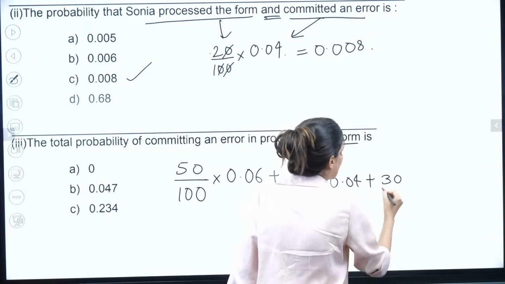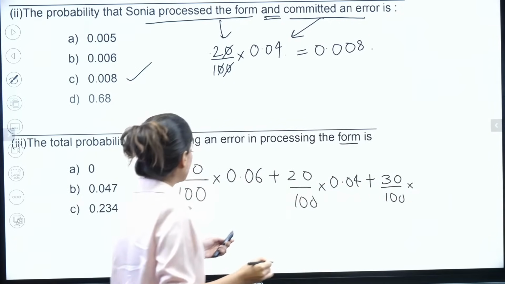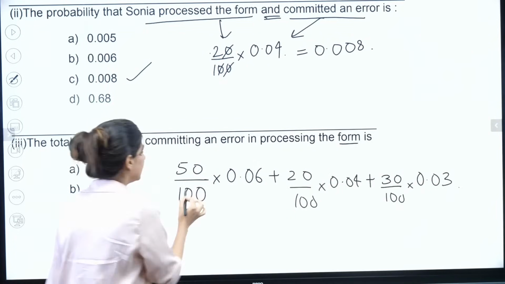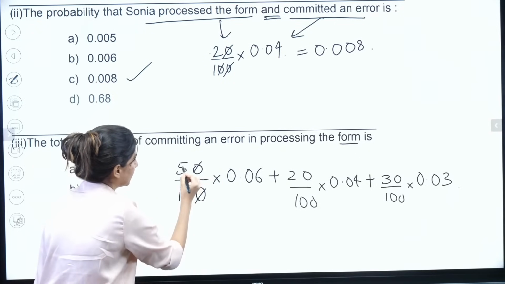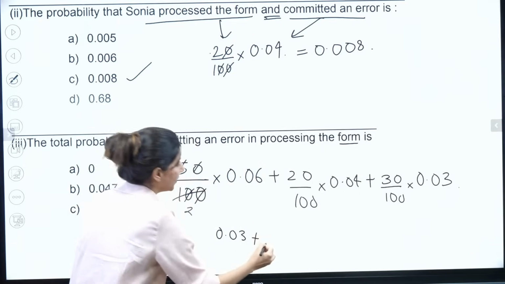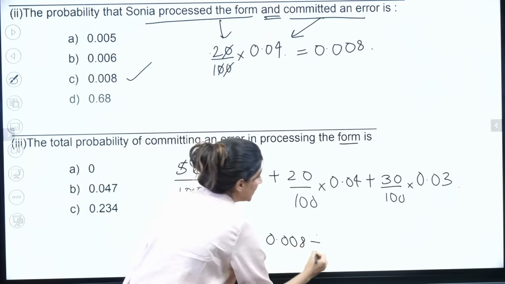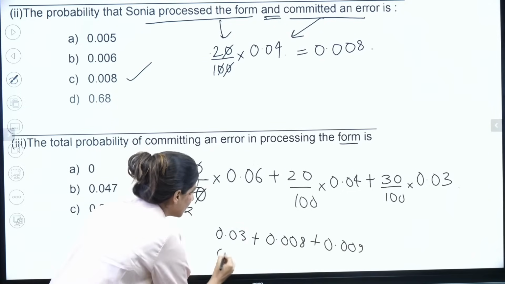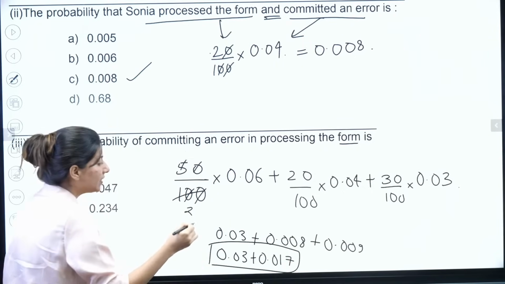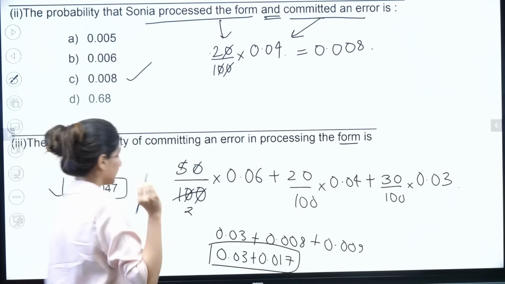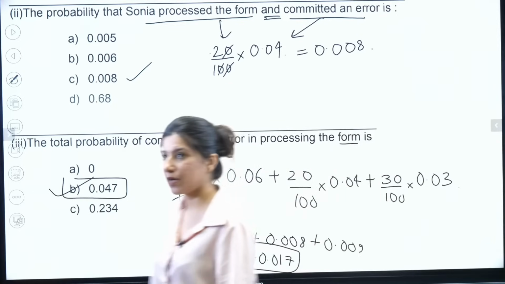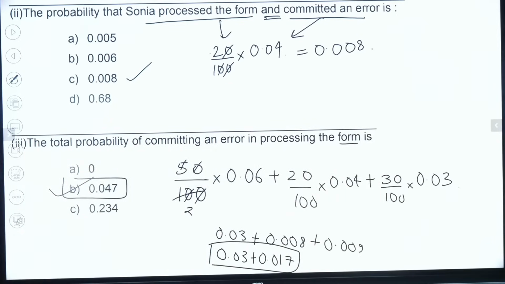Plus last, Iqbal has done it, and the probability of Iqbal is 0.03. Now if you solve it, what do you get? This is 0.03 plus 0.008 plus 0.009. So this is going to be 0.03 plus 0.017, so 0.047. So option B. Can I see in the chat box how many of you are saying B? Okay. All right. Done.